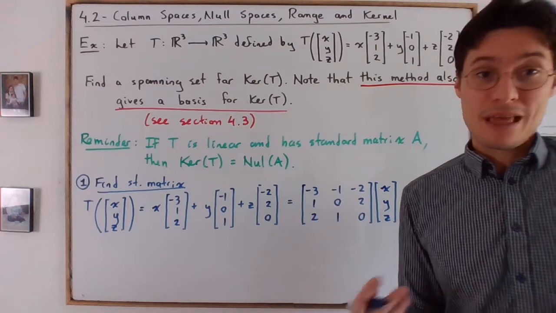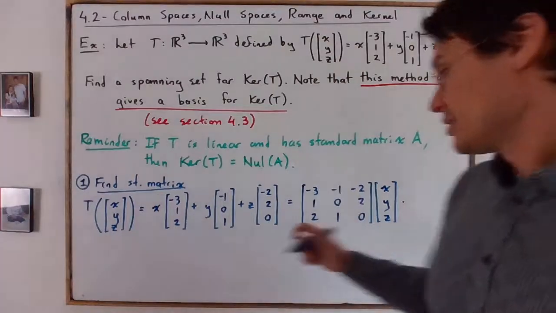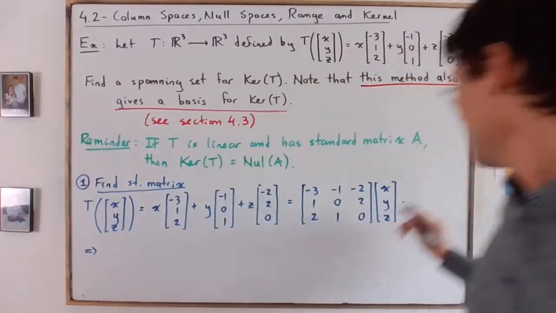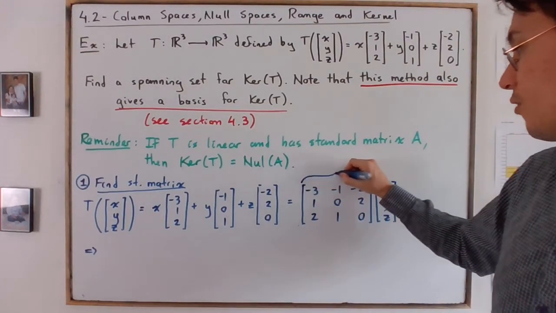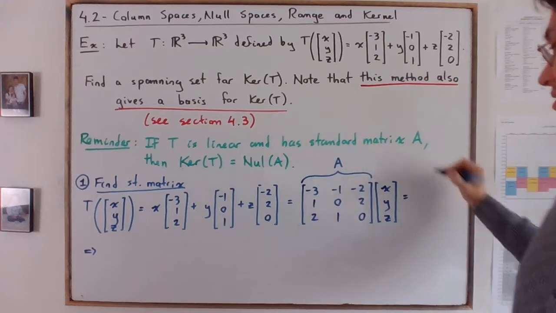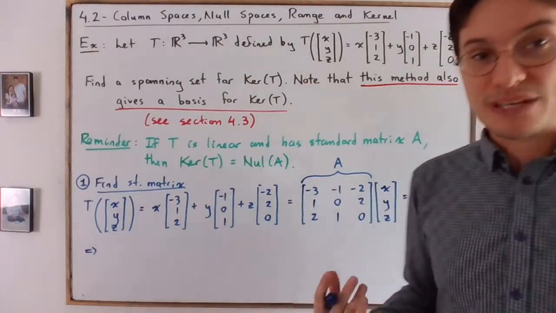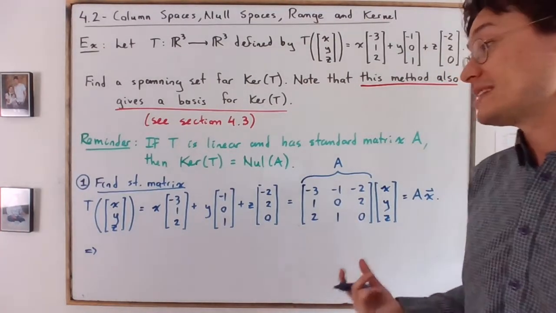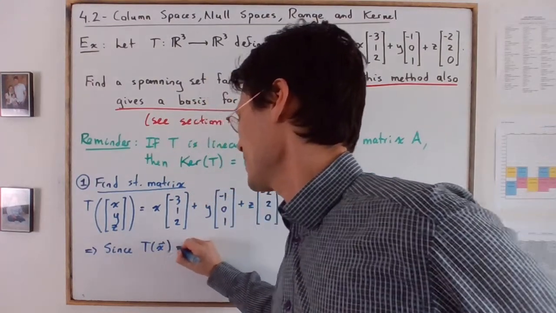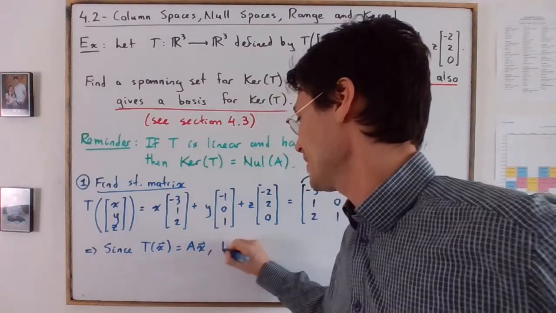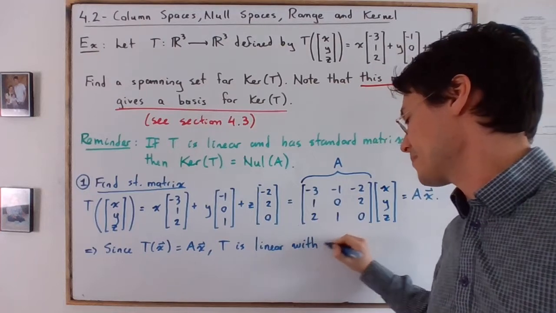So what did we prove? We proved that there is a matrix that implements the transformation. So let's call this matrix A. This is the matrix that we're looking for. So we proved that there is a matrix that implements the transformation, and this is enough to prove that the transformation is linear. So since T of x is equal to Ax, T is linear with standard matrix A.